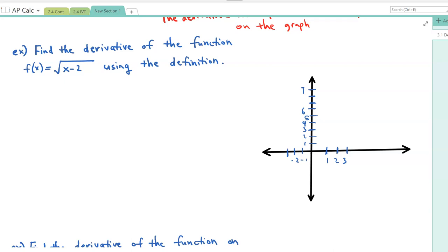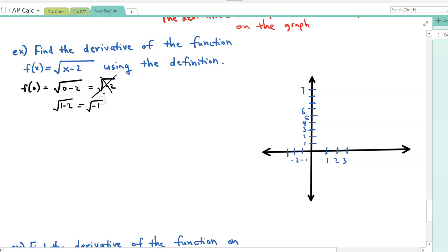F of 0 is the square root of 0 minus 2. Now in algebra 2, we learned that's an imaginary number, so it's not going to work for us. You can't square root a negative. So we're not going to deal with that. Likewise, when you plug in 1, 1 minus 2 is negative 1. We're not going to deal with that. So x can't be 0, x can't be 1. What about when x is 2? 2 minus 2, you get 0. So when x is 2, y is 0.